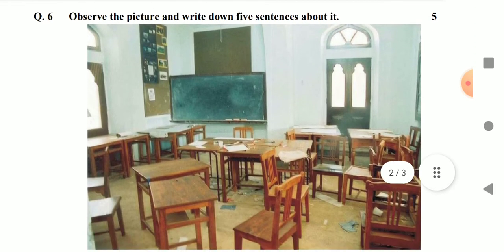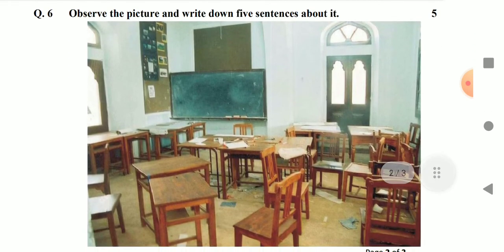Question 6. Observe the picture and write down 5 sentences about it. Here there is a picture given. You can clearly see what the picture is about. So you have to describe this picture and write down 5 sentences about it. It can be what you see, it can be what you think, it can be what should be done. So in total, just 5 sentences about this picture.